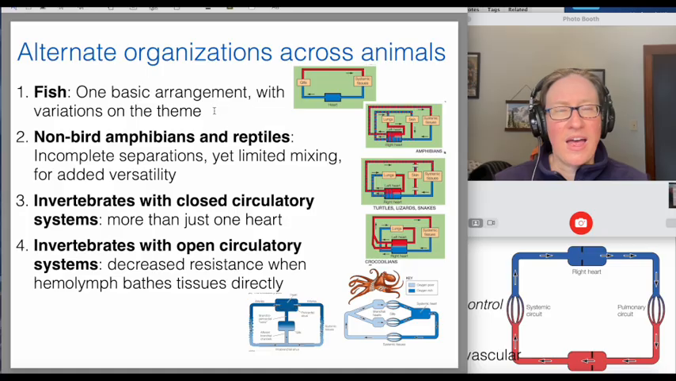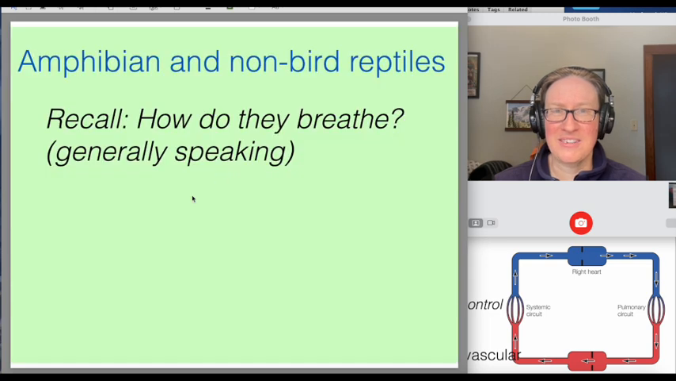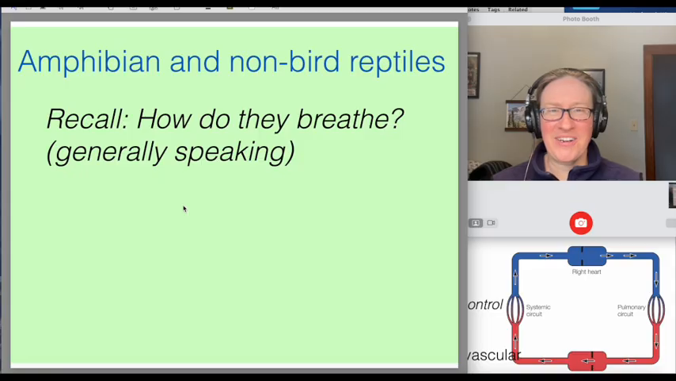Okay, that actually takes us through the fish. So up next are non-bird amphibians and reptiles. And I just want to remind you here, the theme is incomplete separations but limited mixing for added versatility. And I think we're primed to look at this now that we've seen the organization in the lungfish. So to start out, for amphibians and non-bird reptiles, here's your review question. How do these animals breathe, generally speaking?